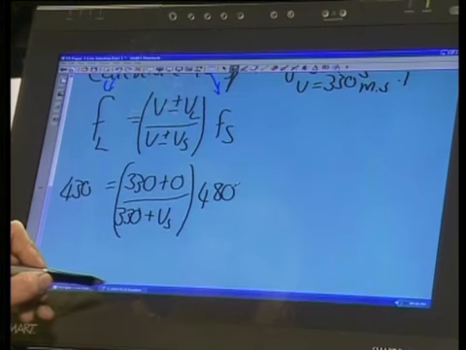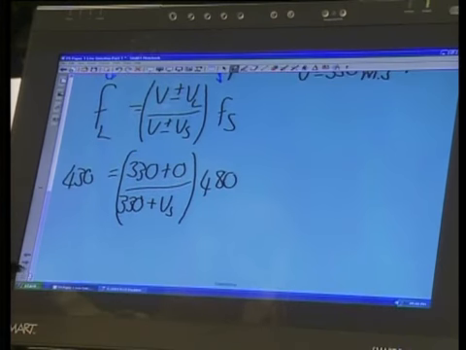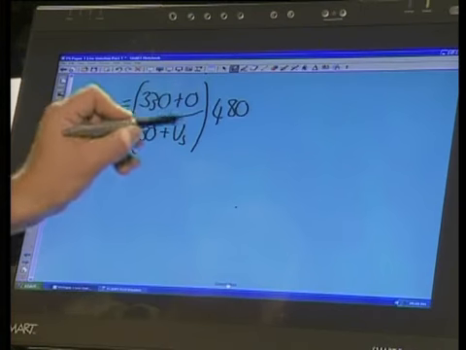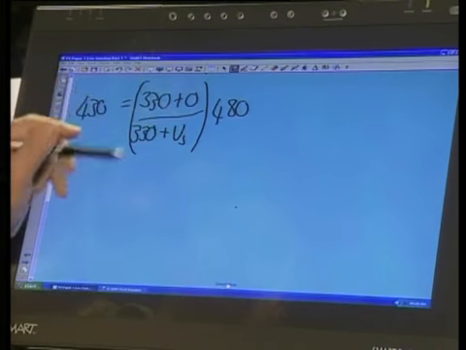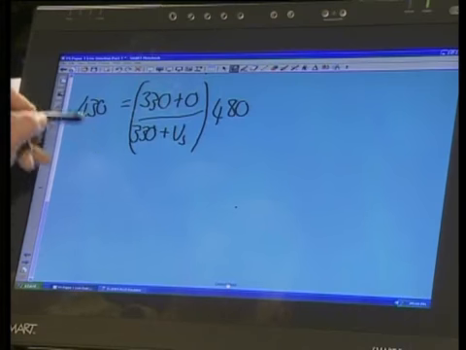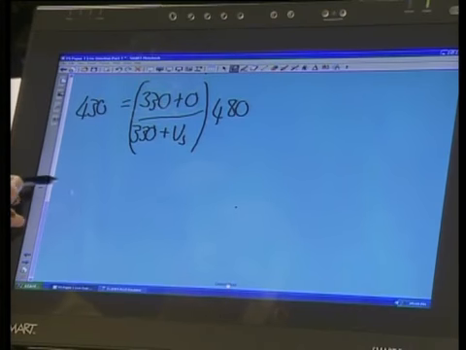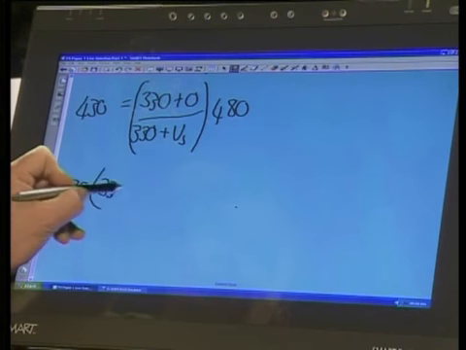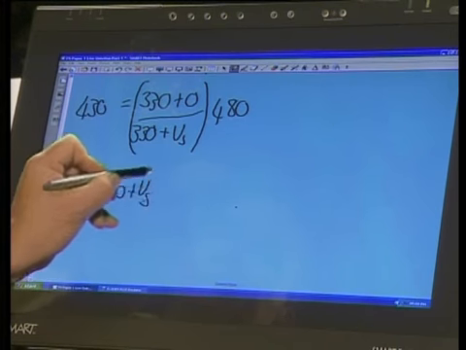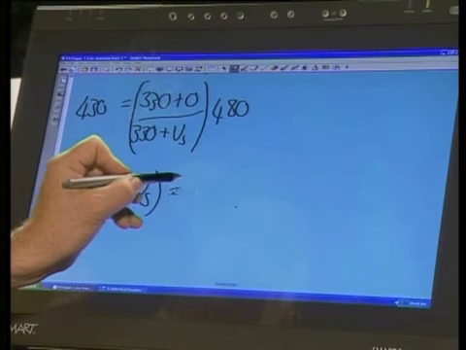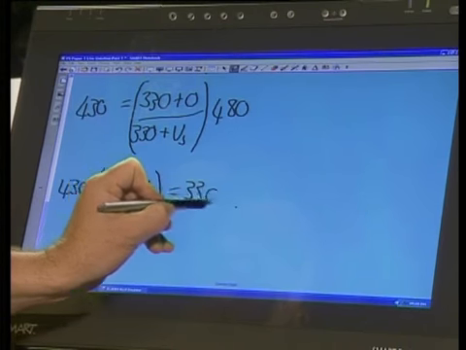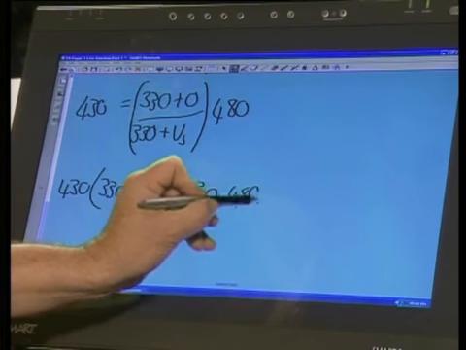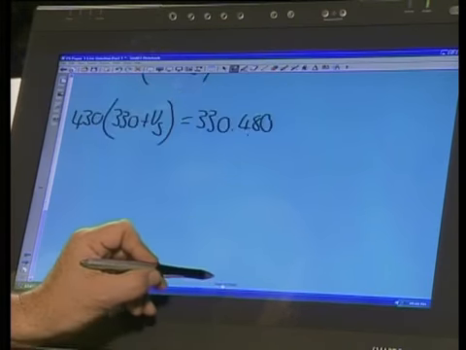Agree? Yes. Now it becomes an arithmetic problem, don't you think? It's not difficult. This is the physics part done. Now all we have to do is simplify in terms of the arithmetic. So we're going to say 430 times (330 plus VS) is equal to (330 plus 0) times 480. Okay? Are you with me so far?